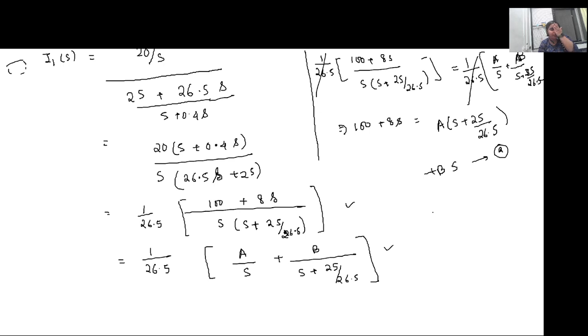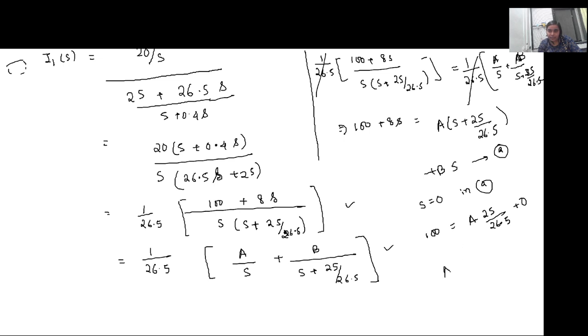Now let's call this expression A. In A we put different values of s in order to figure out a and b. The first step is putting s equal to 0 in expression A. When we do that, it becomes 100 equal to, since s is equal to 0, a into 25 by 26.5 plus 0, right?